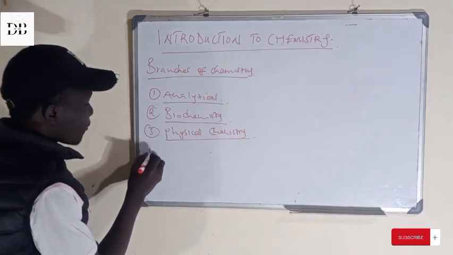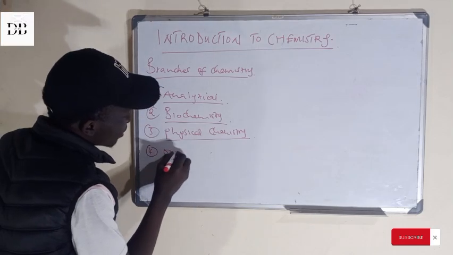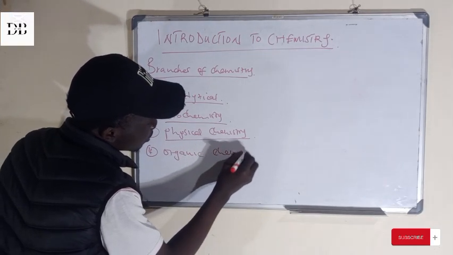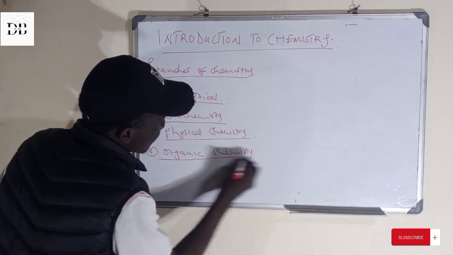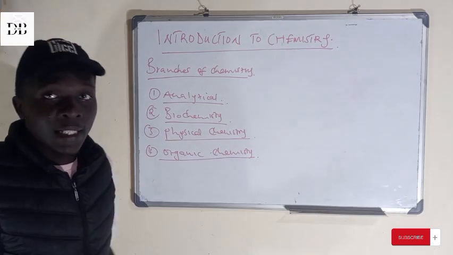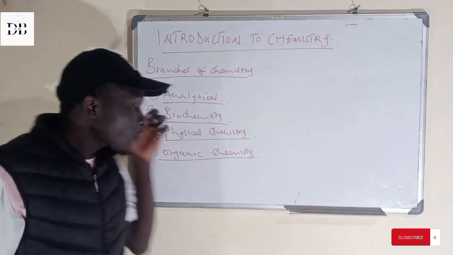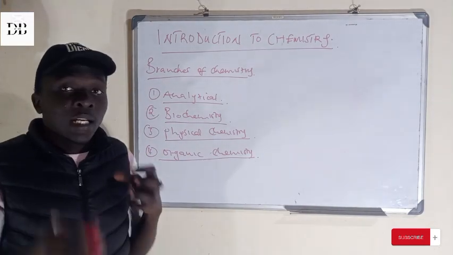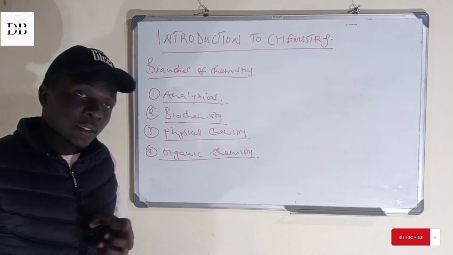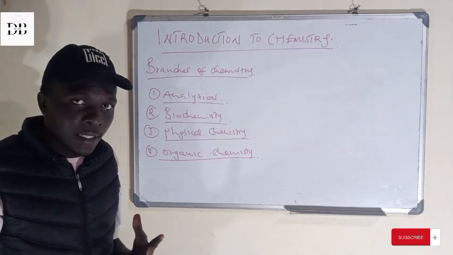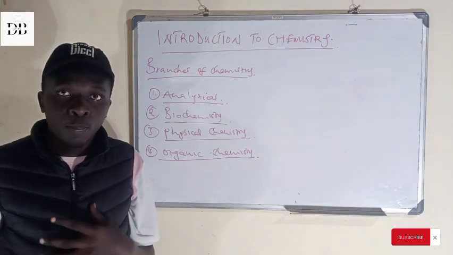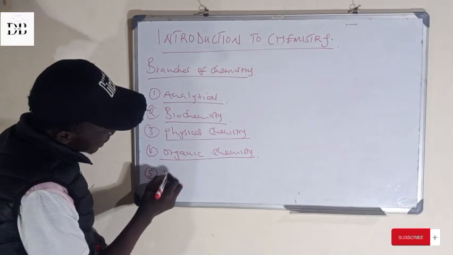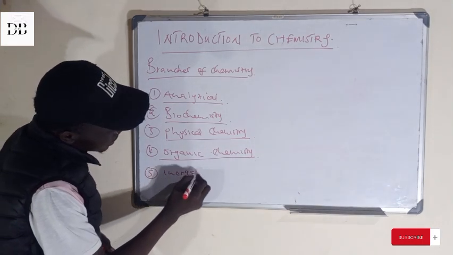And then we have what is called organic chemistry. Now, whenever in chemistry you hear of the word organic, the first thing that must come into your mind is the element carbon. Organic chemistry is a type of chemistry that deals with carbon containing compounds. For example, plastic or polystyrene. Then we have number five, which is inorganic chemistry.